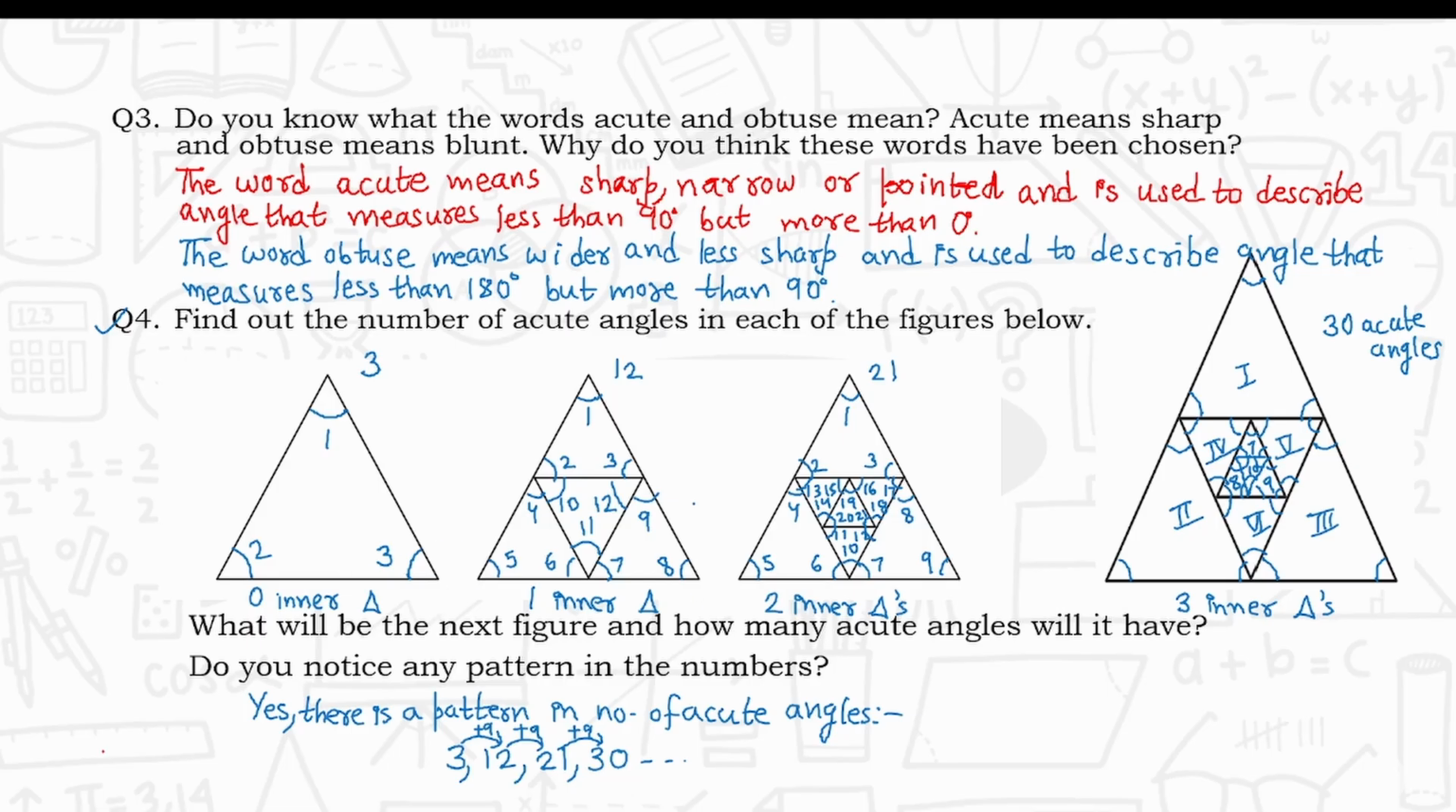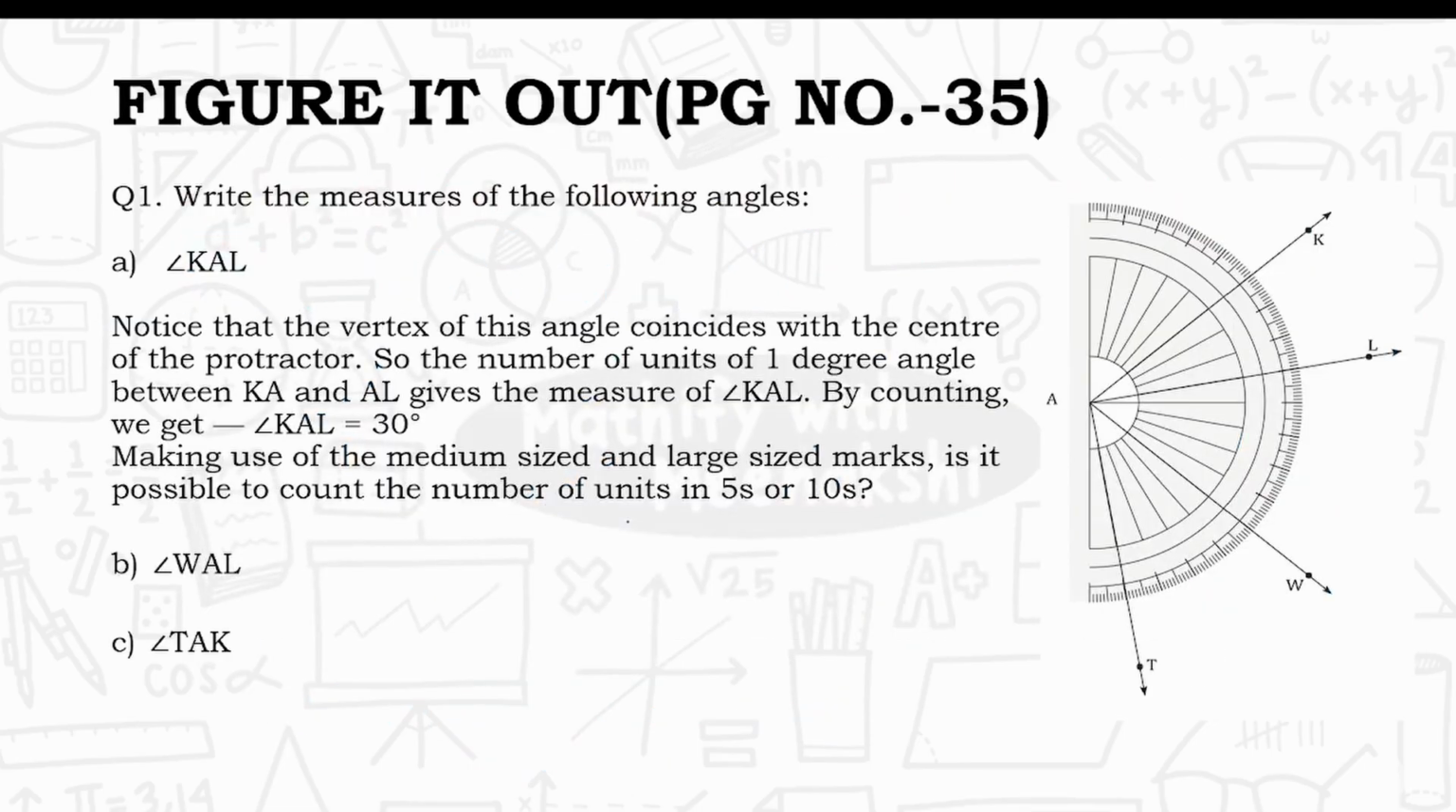Now let's move to the next, figure it out. That's on page number 35. So question number 1, write the measure of the angles. We have to find 3, that's KL, WL and TAK. But here it's an unlabeled protractor. So they have told you that this A is origin.